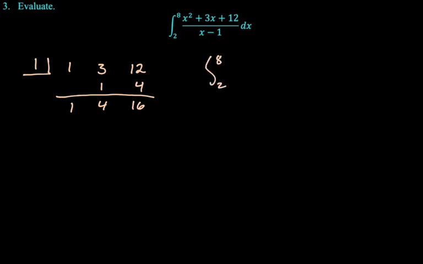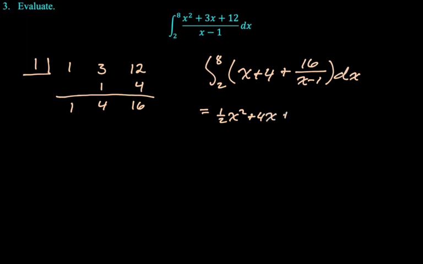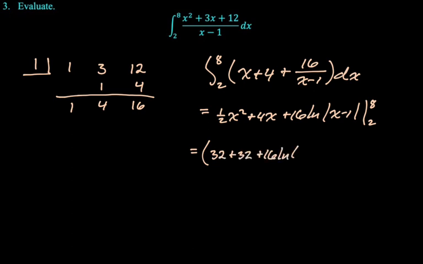All right, so that means that our integral is equivalent to the integral from 2 to 8 of x plus 4 and then plus 16 over x minus 1. So we're going to reverse the power rule, and then we have 16 over x minus 1. That's a natural log. So let's do that. 1 half x squared plus 4x, and then we'll get 16 natural log absolute value of x minus 1. Fundamental theorem, so from 2 to 8. And just plug in. When you plug in 8, you get 32 plus 16 natural log of 7. When you plug in 2, you get 2 plus 8 plus 16 natural log of 1. But the natural log of 1 is 0, so that part's actually gone.